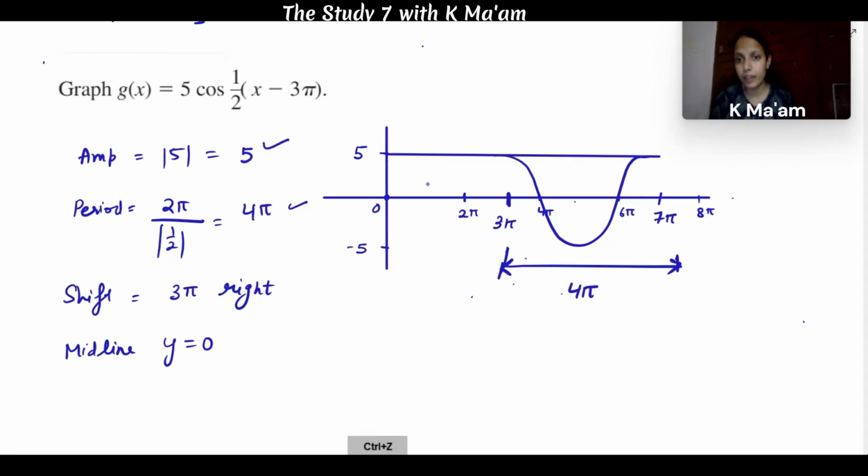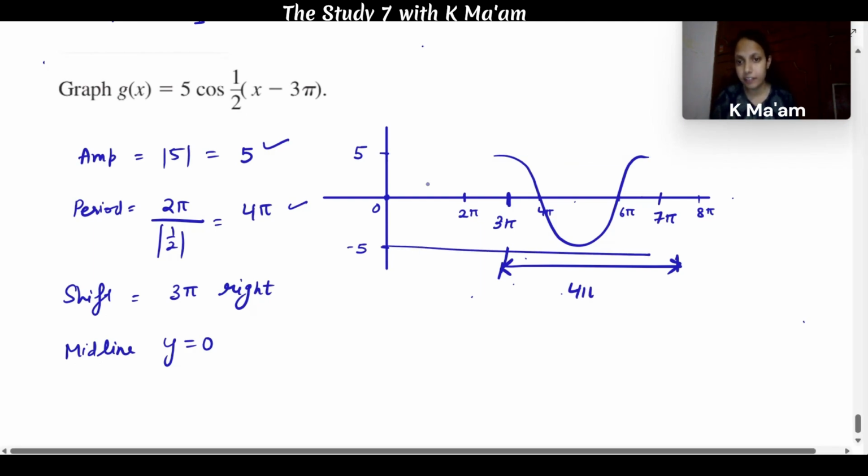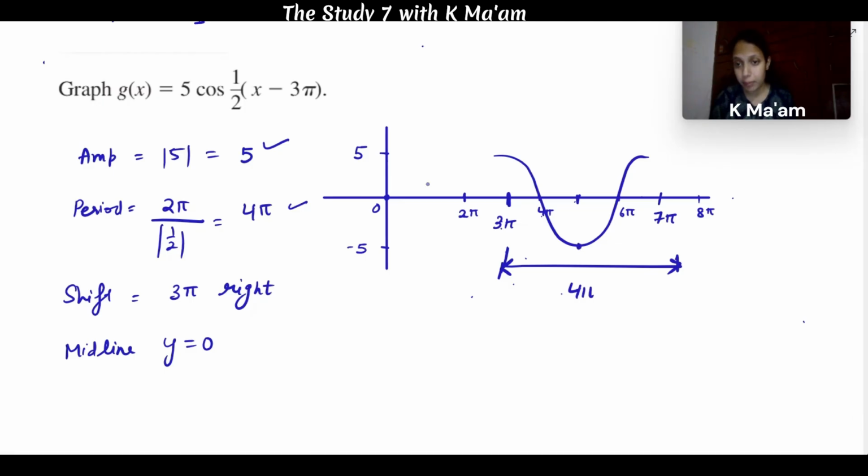Amplitude: maximum value 5, minimum is negative 5. You can find the coordinates. 2 pi, 3 pi, 4 pi, and there is a 5 pi. So the minimum coordinate is (5 pi, negative 5). Maximum coordinates are (3 pi, 5) and (7 pi, 5). Done. Okay, this is the graph. Pause the video and repeat it. Graph it yourself.